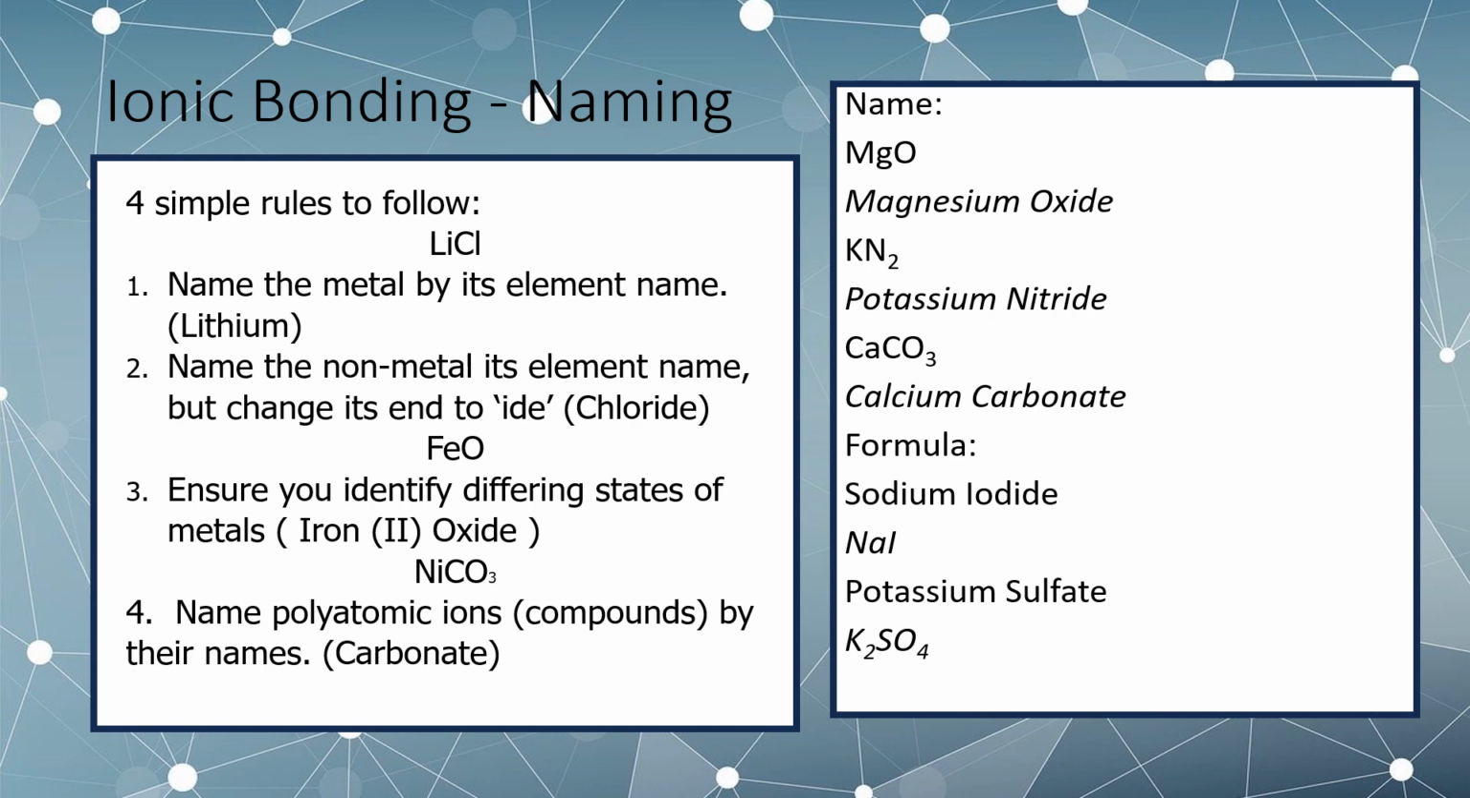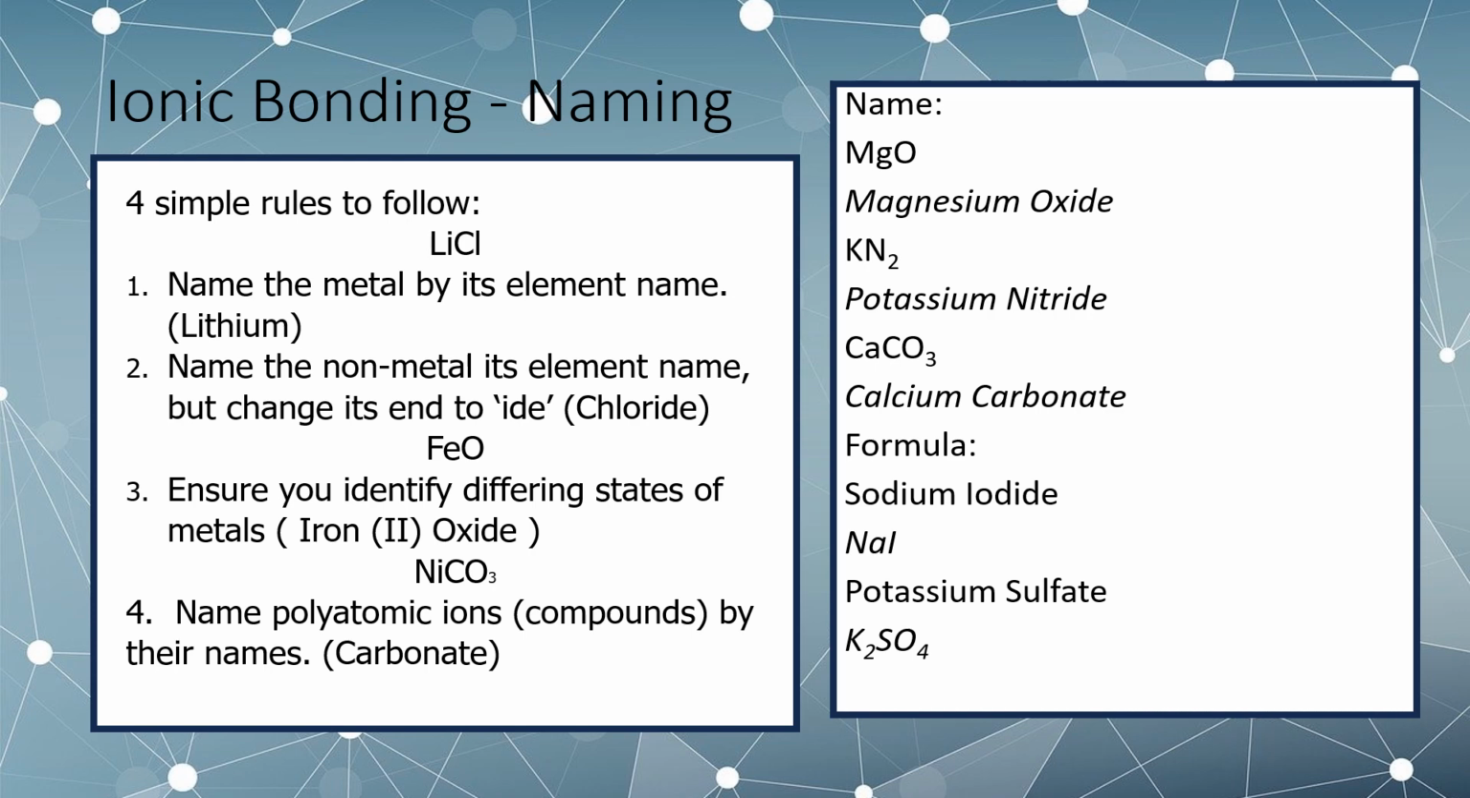These last 2 here, I've asked you to write the formula for the name. So we have sodium iodide. You should be able to see sodium is obviously our metal, Na, and iodide is iodine, which is I, so NaI, because we can see that their charges are fine, so they easily come across.